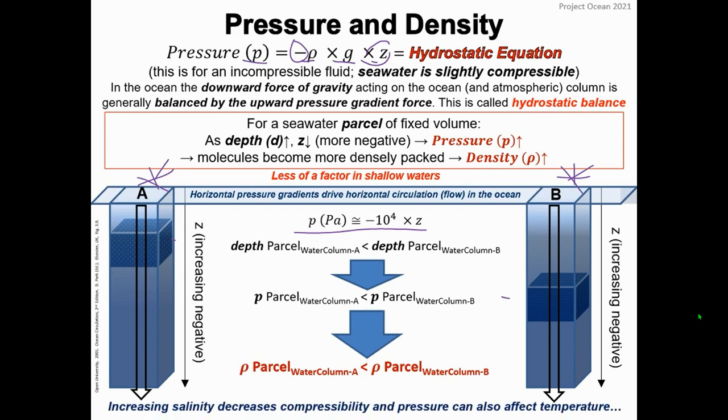So remember that I told you that the hydrostatic equation is for an incompressible fluid. Well, seawater is actually slightly compressible. And what we're going to talk about here in this remote lesson is increasing salinity decreases compressibility, and pressure can also affect temperature. So although we're going to look at pressure, salinity, and temperature and their effects on density individually, one by one, remember it's going to be a combined effect of these three seawater properties that are going to affect density. We'll get to that.